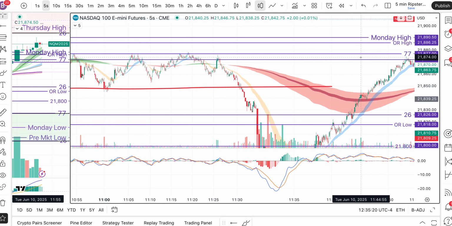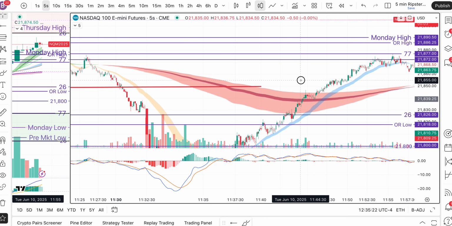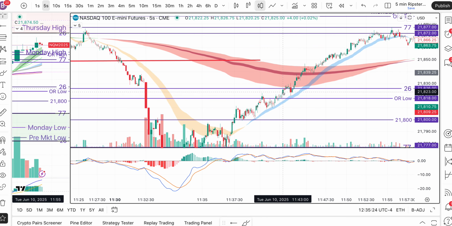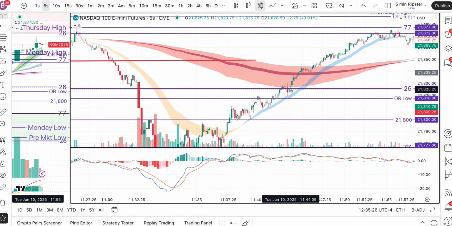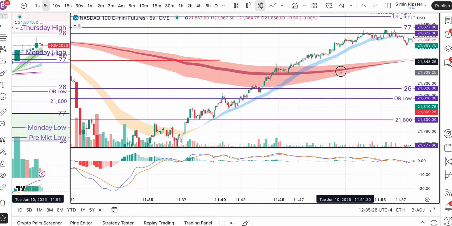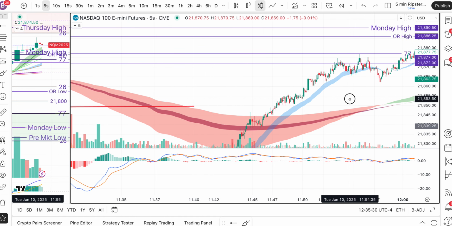So that was kind of the target, but it would have been great if I could have just figured out a way to hang on to it and hold it as long as it was riding this blue line, staying closing above it, and all the way up to 77.